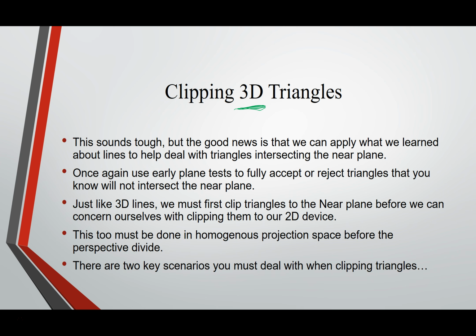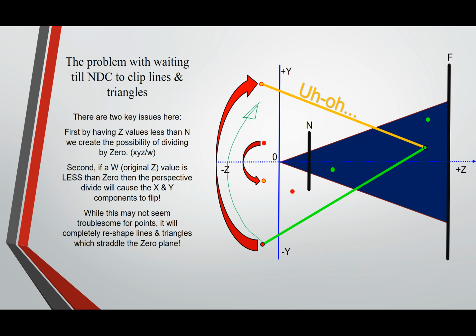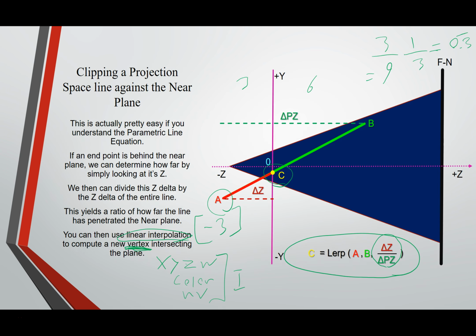So, as it says, just like 3D lines, we've got to first clip our triangles to the near plane before we can worry about 2D plotting. Also, this has to be done, once again, in homogeneous projection space, because if we wait till the perspective divide, it's way too late. It's the same thing we talked about earlier. Just to remind you, if we have these vertices and they're negative, and then we divide by W, too late. Things will mess up.